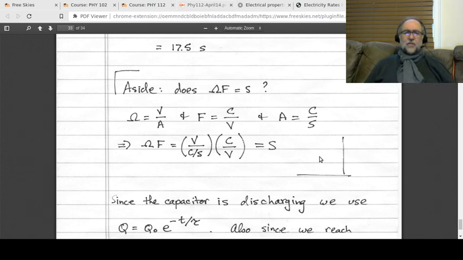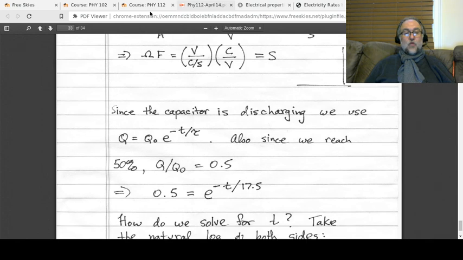Okay, so rather remarkable. You wouldn't have expected this, that if you take the units of resistance and multiply them by the units of capacitance, you actually get time. But you do, and you can see how that works out in the RC circuit. Anyhow, the time constant is 17.5 seconds. That means a characteristic amount of time for this thing to decay is 17.5 seconds, and we're going to plug that into this formula.